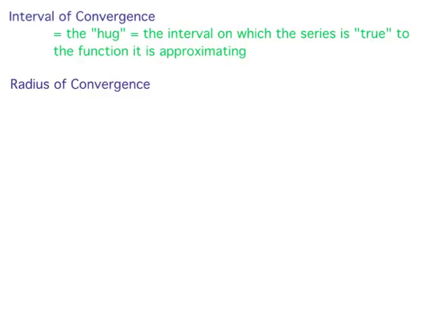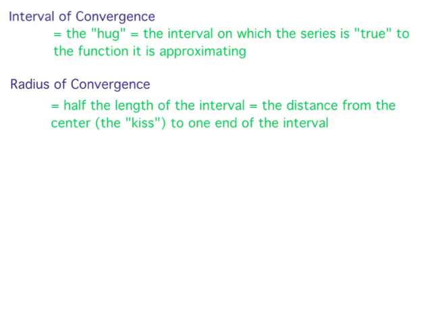The radius of convergence is going to be half the length of the interval, okay? So the radius of convergence is half the length of the interval, or the distance from the center, or the kiss, to one end of the interval. Okay, let's talk about some options for what we can get for these values.